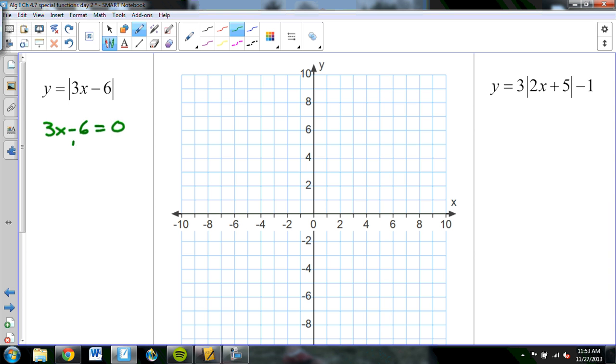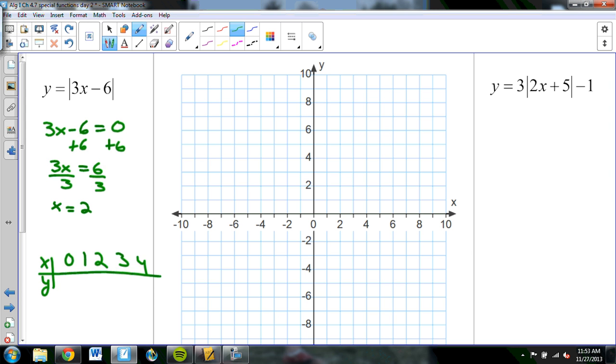I'll add a 6 to both sides. Divide both sides by 3. And I have x equals 2. That means I want 2 in the middle of the table, because that's what makes the inside of the wall become 0. So I have 2 in the middle of the table. I'm going to go up a couple and down.